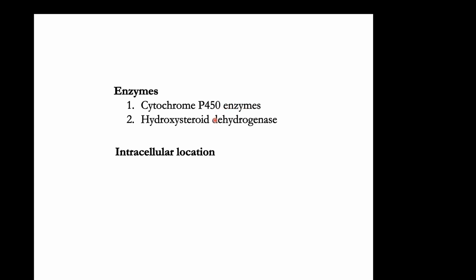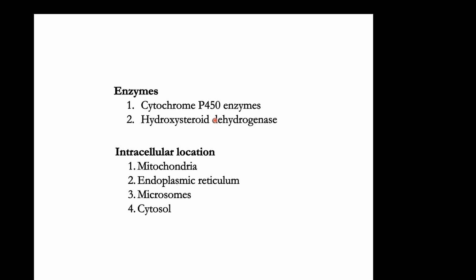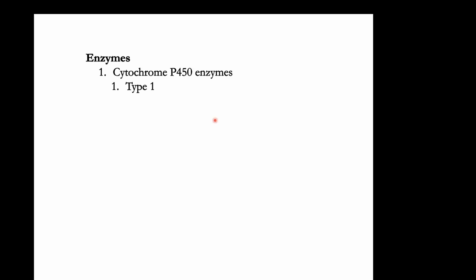There are multiple types of dehydrogenase. We will see in future slides which different types are responsible for the synthesis of steroids. Now, the intracellular location: the first and committed step in the synthesis of steroids takes place in the mitochondria. However, all the sequential reactions take place in other intracellular organelles like the microsomes, the endoplasmic reticulum, and even in the cytoplasm. These are the places where these hormones get synthesized.